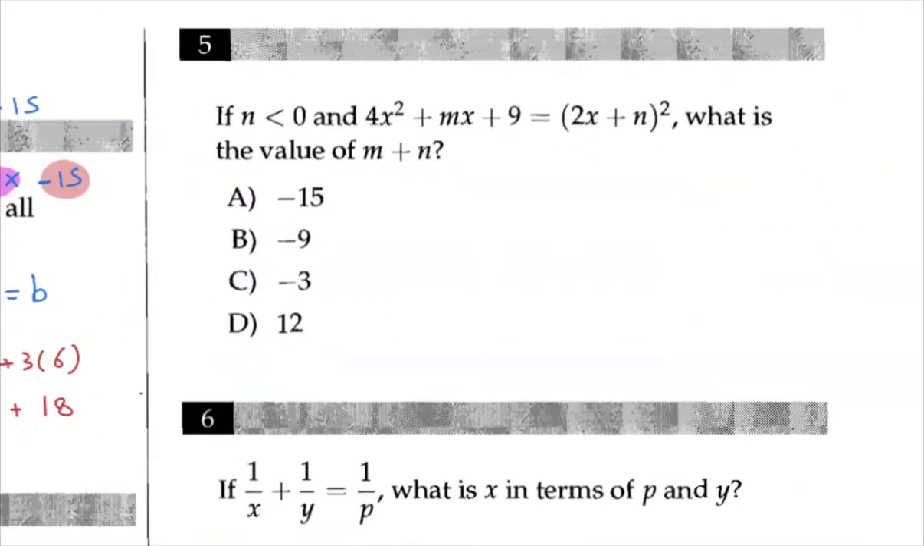Next question, question number 5. If n is less than 0, that means n is negative, and 4x squared + mx + 9 = (2x + n) squared. What is the value of m + n? Actually we have nothing to do here in this equation, so I'm going to expand these brackets. Again, I will square the first, square the second, and multiply the first by the second by 2.